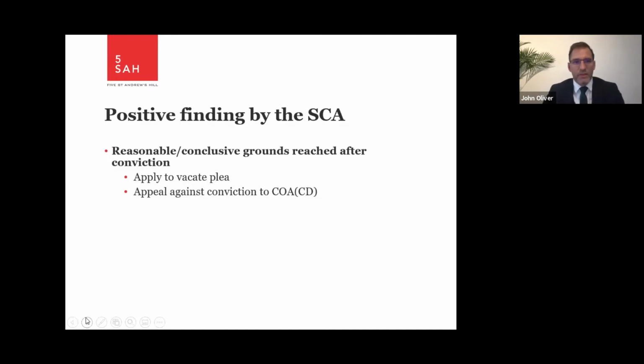There are some cases where the reasonable or conclusive grounds are reached after a person has been convicted, either because it wasn't identified early enough in the proceedings or because it wasn't identified until the case is completed. If a defendant's already pleaded guilty, you could apply to vacate the plea. Of course, that might depend on whether or not the person's been sentenced. But if they have been sentenced and the first instance proceedings, wherever they are, have been brought to a close, then there is the option of appealing against conviction. I've put the Court of Appeal Criminal Division, assuming it's a case in the Crown Court, but equally if it's in the Magistrates Court, you could appeal to the Crown Court and have a rehearing and redetermination of the Section 45 issue. There we are. Next slide, please.